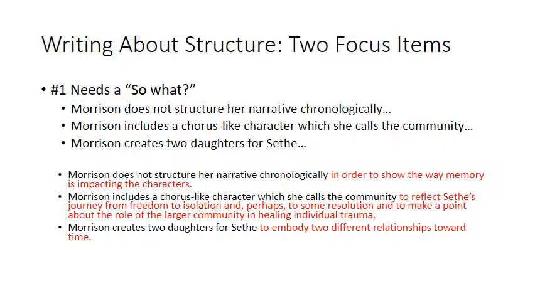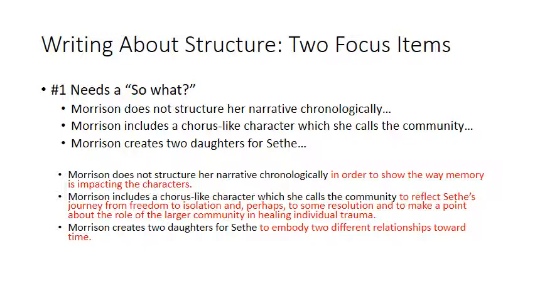Morrison includes a chorus-like character, which she calls the community, to reflect Sethe's journey from freedom to isolation and perhaps to some resolution, and to make a point about the role of the larger community in healing individual trauma. All right, well, there you have your whole essay planned out, right? You can do a paragraph about Sethe's freedom, then Sethe's isolation, maybe some resolution in the final chapters, and then you could have a final paragraph about why the larger community is necessary to heal individual trauma. So you've done most of your work already just by articulating that specific of a claim.